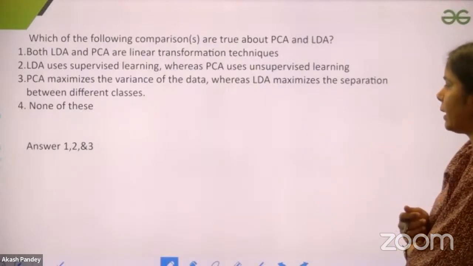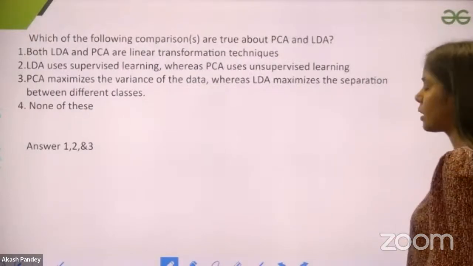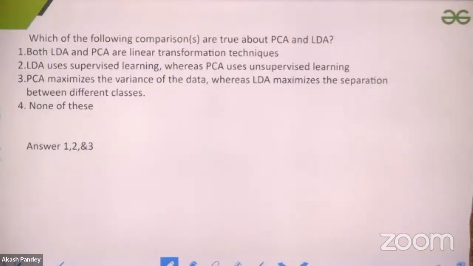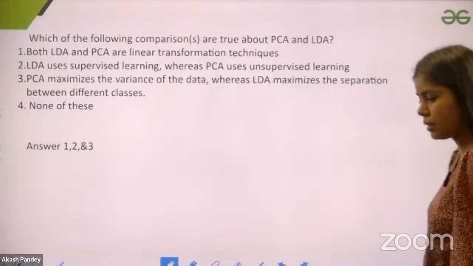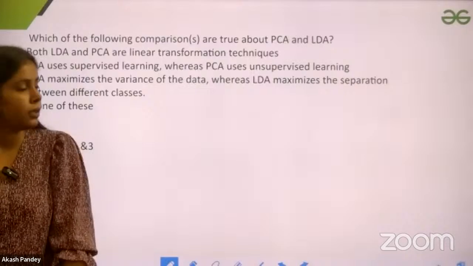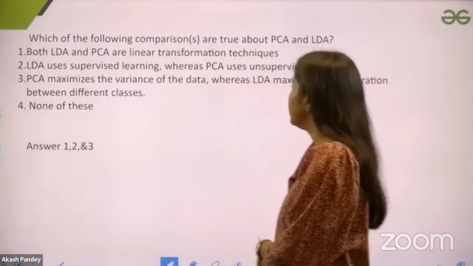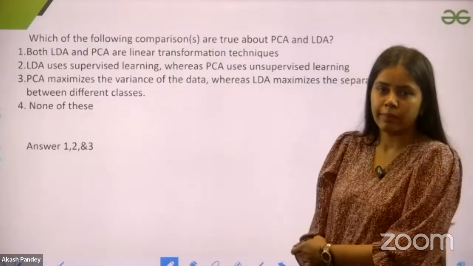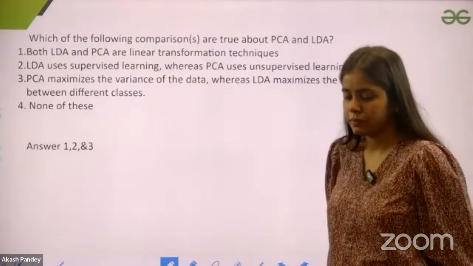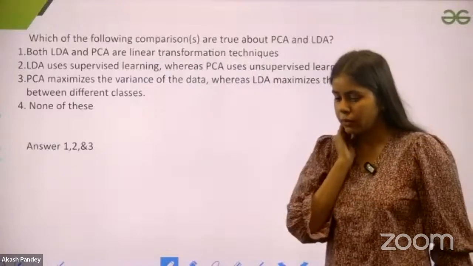Both LDA and PCA are linear transformation techniques. LDA uses supervised learning whereas PCA uses unsupervised learning. PCA maximizes the variance of the data, whereas LDA maximizes the separation between different classes, or none of these. So you can tell me directly that the first, second and third options are true. All these three statements are true about these algorithms. This is a simple question about the basic idea of these algorithms. You can let me know if there is any confusion till now.